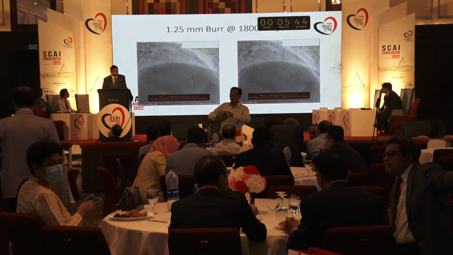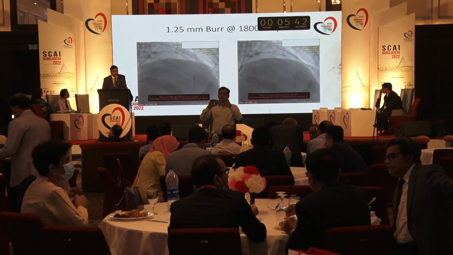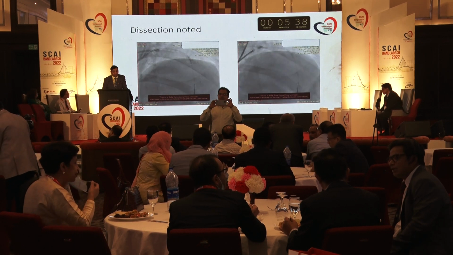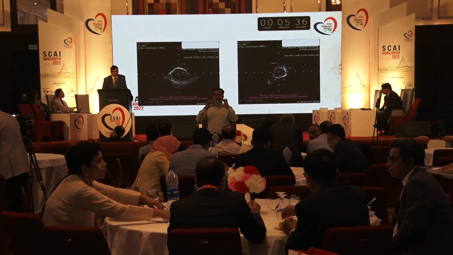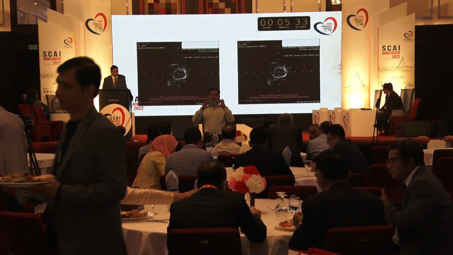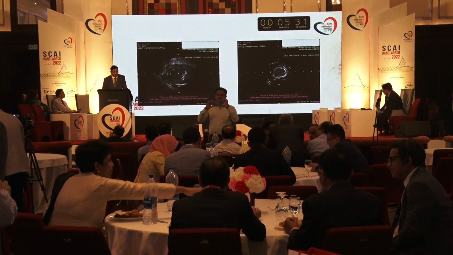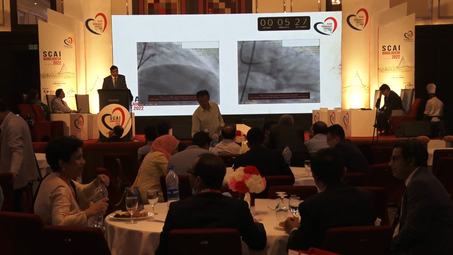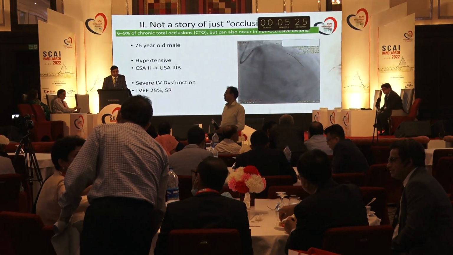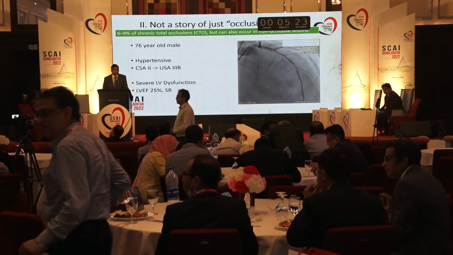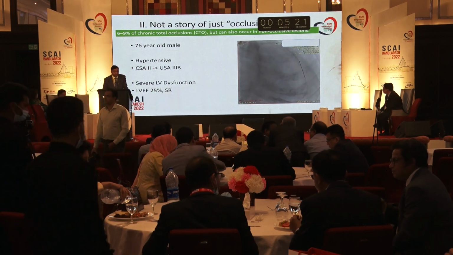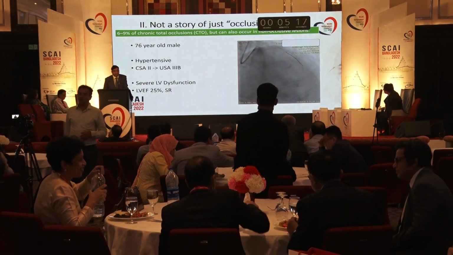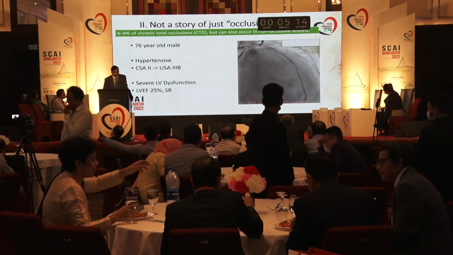We started with a Rota 1.25 burr, and we could achieve reasonable antegrade flow, followed by NC balloon dilatation. This is the IVUS pullback showing significant concentric calcium, and since this had been modified, we could achieve good antegrade flow and the lesion was completed. This is the story, and the intervention was completed. This is a story of an occlusive disease, but sometimes it can happen in non-occlusive diseases as well.